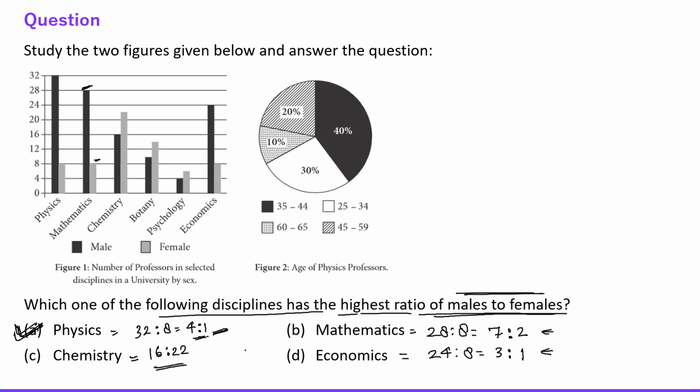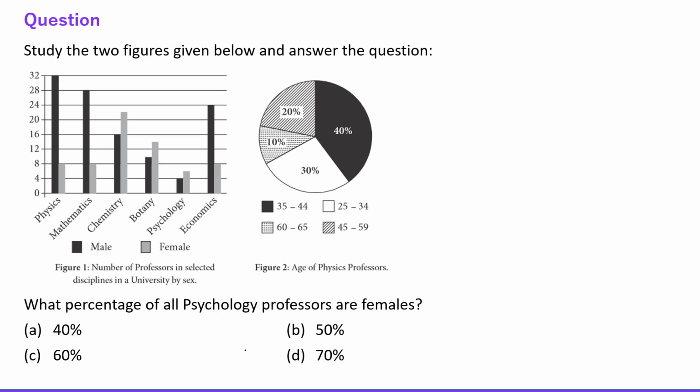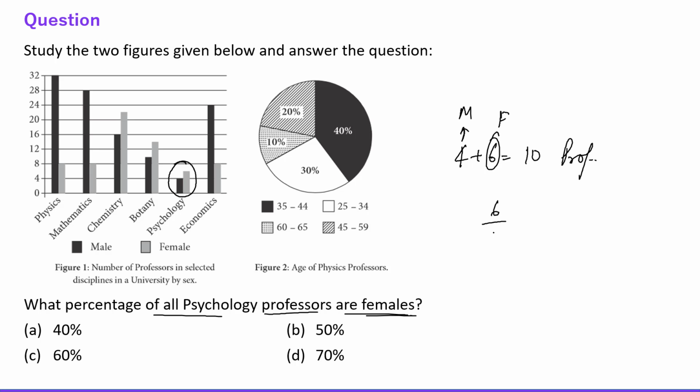Now let's move to the other question. Next question says, what percentage of all psychology professors are female? So psychology professors are here 4 and 6. So 4 plus 6, they are 10 professors, right? So out of 10, 6 is female and 4 is male, right? So we need to find 6 is what percentage of 10. 6 is what percentage of 10, which is 60%, right everyone? So here 60% of professors of psychology are females.